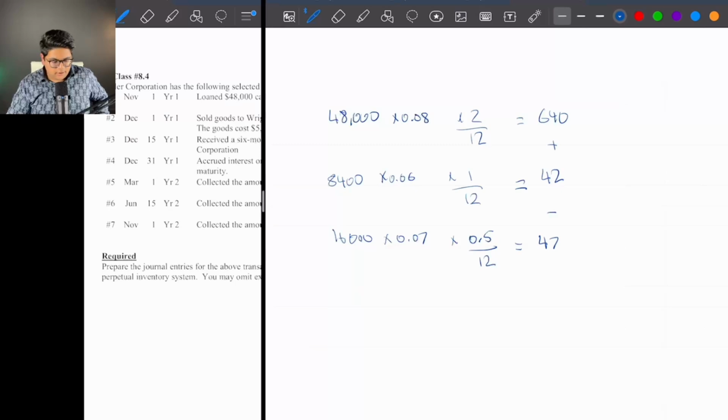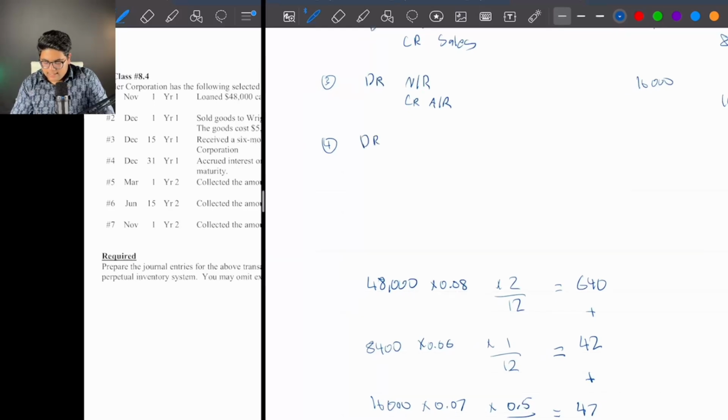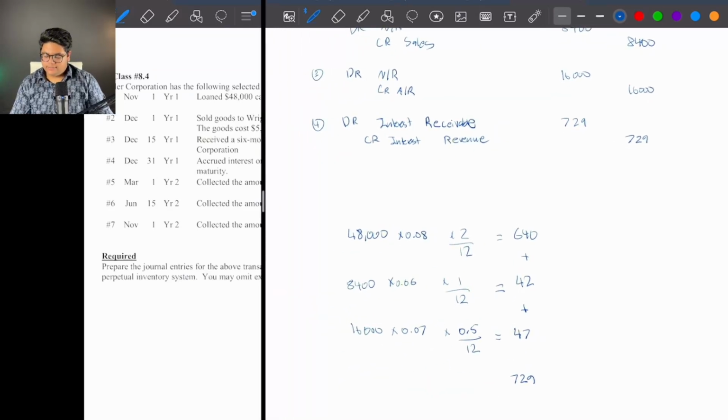So when you add up all of these, the number that you get is 729. So we are basically accruing $729 worth of interest for all three notes by the year end. Our entry for that becomes: debit interest receivable, and we are going to credit interest revenue, for $729. We just put this all in one entry. That's what the question asked.